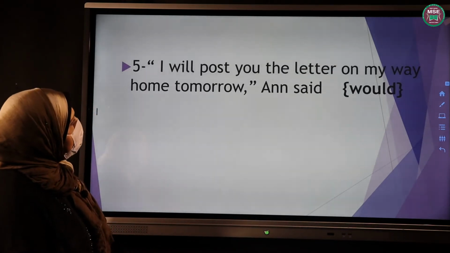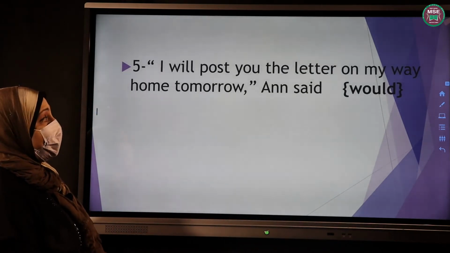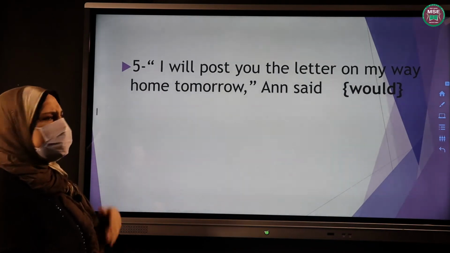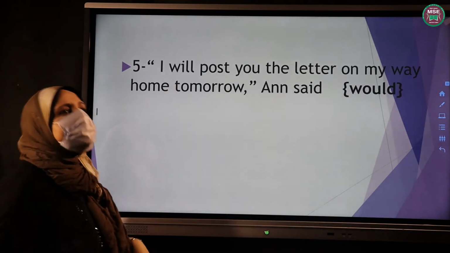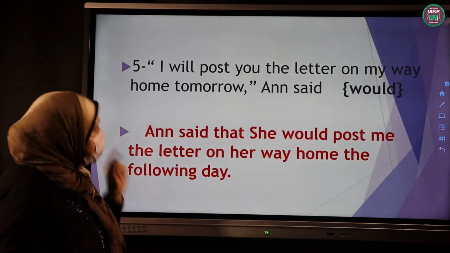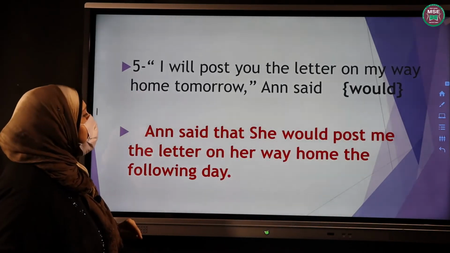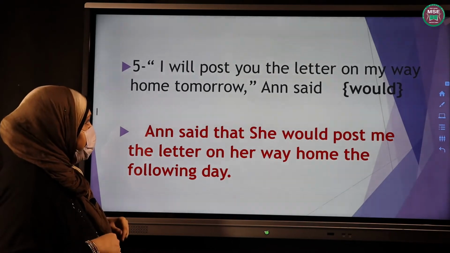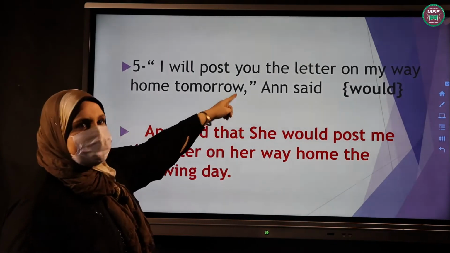I will post you the letter on my way home tomorrow. Anne said, use would. Why would? Because when I change will, it's going to be what? Would. So the right answer is, Anne said that she would post me the letter on her way home the following day. Why her? Because Anne, she is a female.